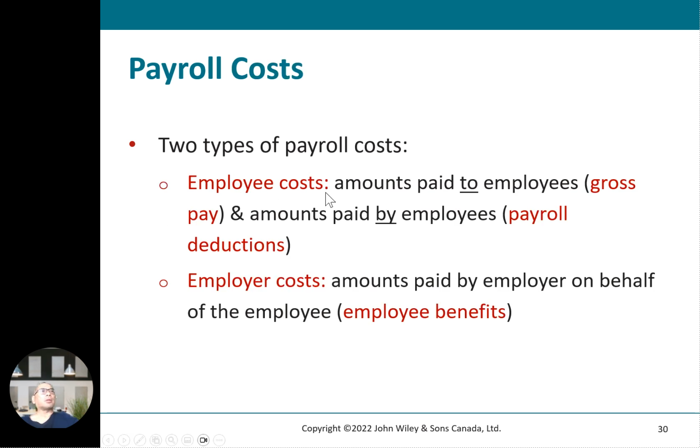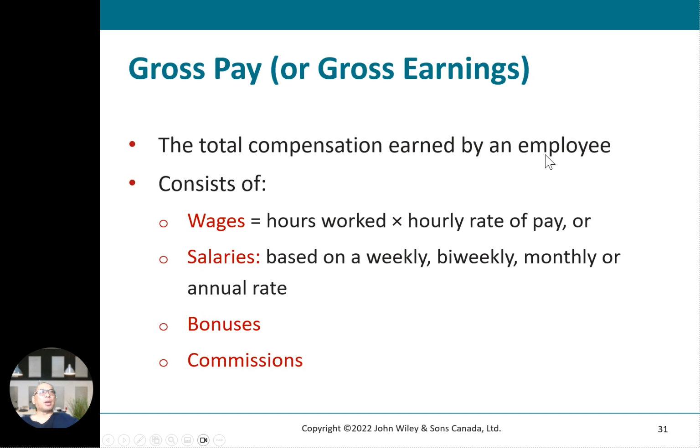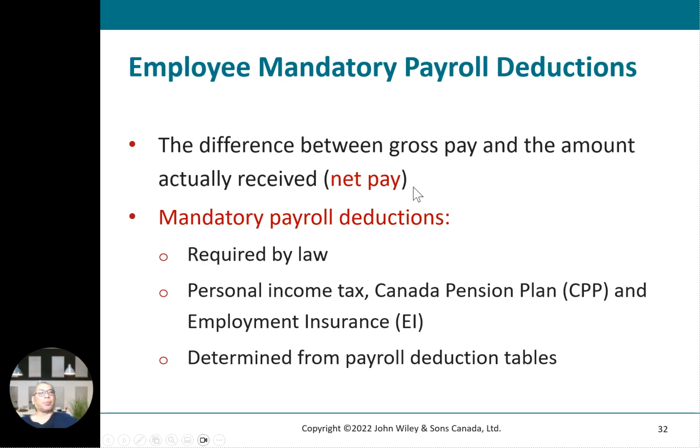Two types of payroll costs. Employee costs will be amounts paid to employees, such as gross pay, and amounts paid by the employees, which is payroll deductions. Okay, then we're going to go into detail on what those deductions are. Employer costs are amounts paid by the employer on behalf of the employee, such as employee benefits. Total compensation earned by the employee consists of wages equal to hours worked times hourly pay rate, salaries based on weekly, bi-weekly, monthly, and annual rates, bonuses, and commissions.